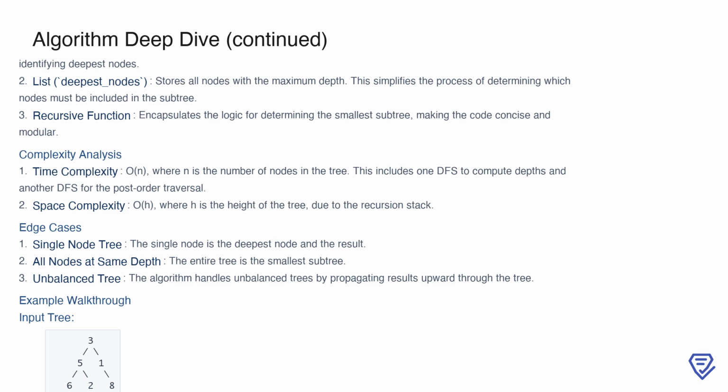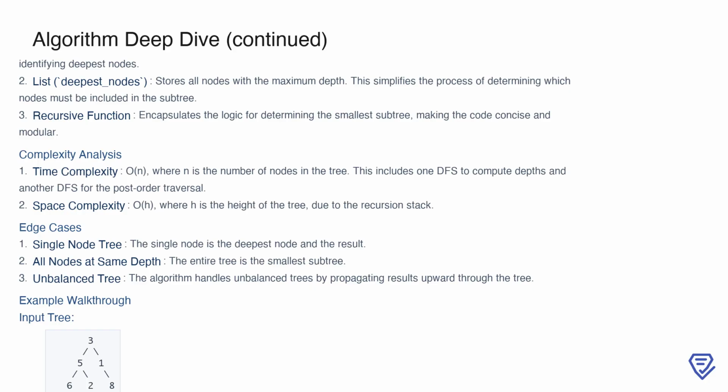To implement the solution, we rely on three key data structures. First, a hash map stores the depth of each node, allowing us to quickly check and compare depths. Second, a list is used to store all the nodes that have the maximum depth, simplifying the process of determining which nodes need to be considered when identifying the subtree. Finally, the recursive helper function encapsulates the logic for determining the smallest subtree, making the implementation both modular and concise.